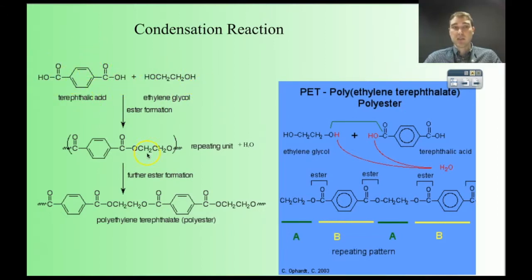They react together and you get the repeating unit forming. And when that happens, every single time you do that, you get a water molecule coming out. And that's why this is a condensation reaction, because you get that water molecule coming out. So the diol and the dicarboxylic acid react. The alcohol reacts with the carboxylic acid group. That produces the ester group, and then you get that repeating over and over again.